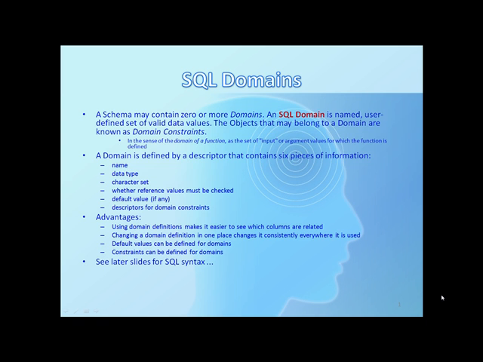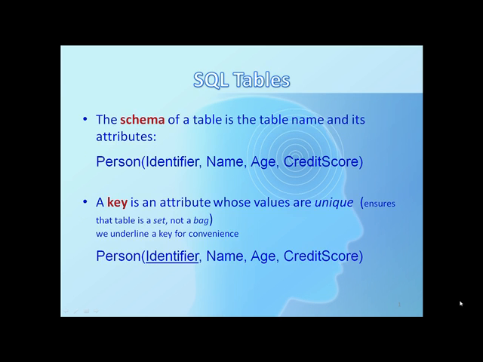SQL domains. A schema may contain zero or more domains. An SQL domain is a named user-defined set of valid data values. The objects that may belong to a domain are known as domain constraints. A domain is defined by a descriptor that contains six pieces of information: name, data type, character set, where the reference values must be checked, default value, and descriptors for domain constraints.